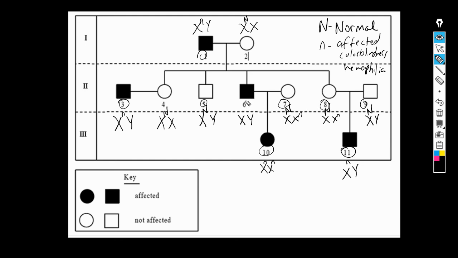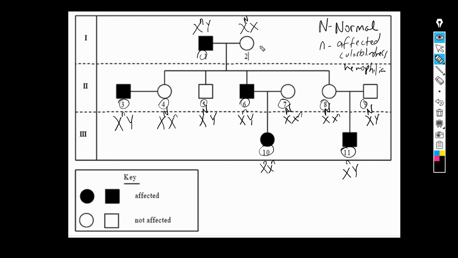Number 6, missed that guy earlier. That's the same as individual 1, 3, and 11. We would say X little n, Y. 5 is done. And then 4, we have X big N. She got one of those X's from mom, and X little n, because she had to get one of those X's from dad, and the only one he had to give was the X little n.